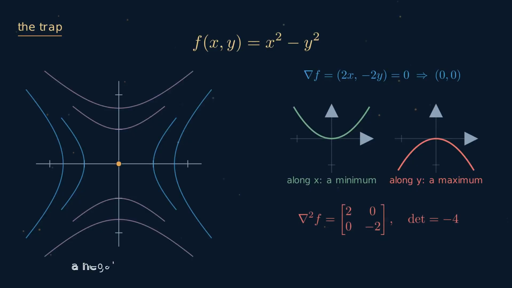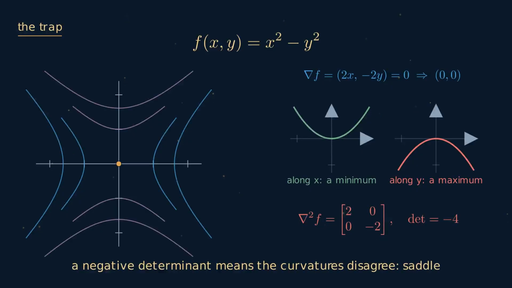The Hessian carries a 2 in one diagonal slot, and a minus 2 in the other. Its determinant is minus 4. Negative. That negative sign is the fingerprint of disagreement. One downhill direction is all it takes to disqualify a minimum.